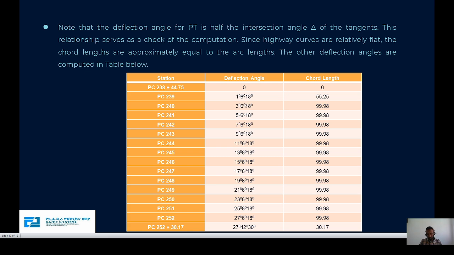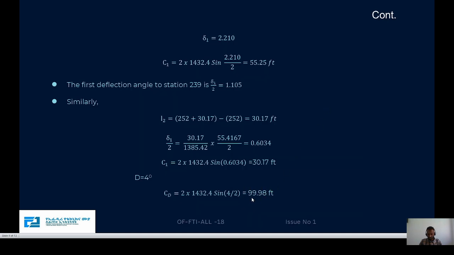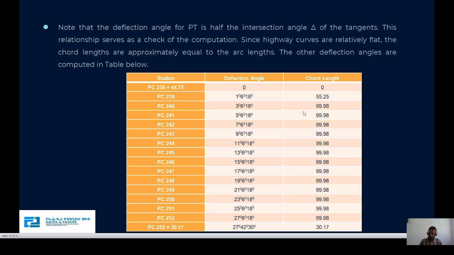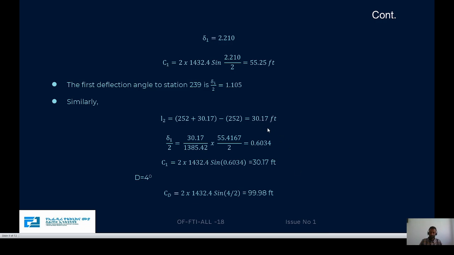The second whole station will be 214, so we add the deflection angle. The deflection angle will be 99.98, which we previously calculated, from 239 up to the last whole station, 252. So up to 252 we use 99.98. And the last deflection point will be 13.17, already calculated.